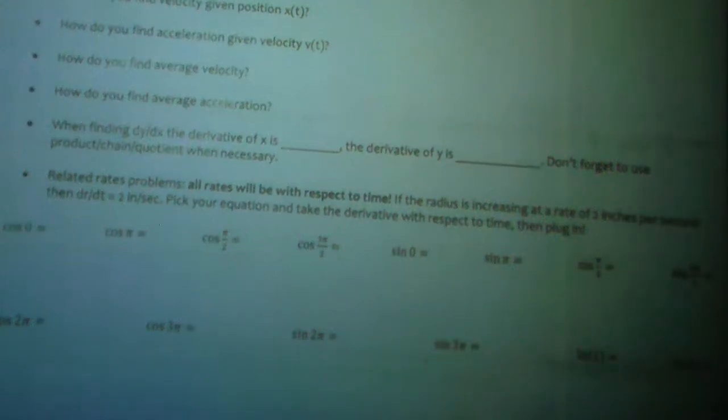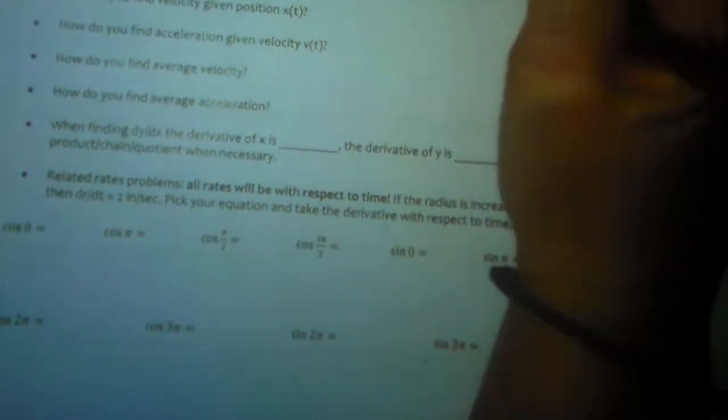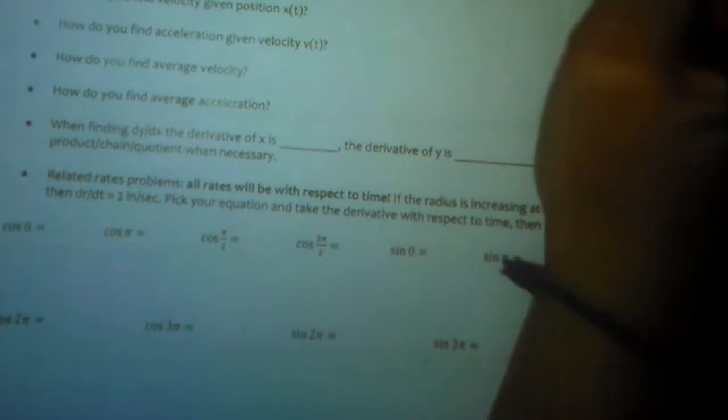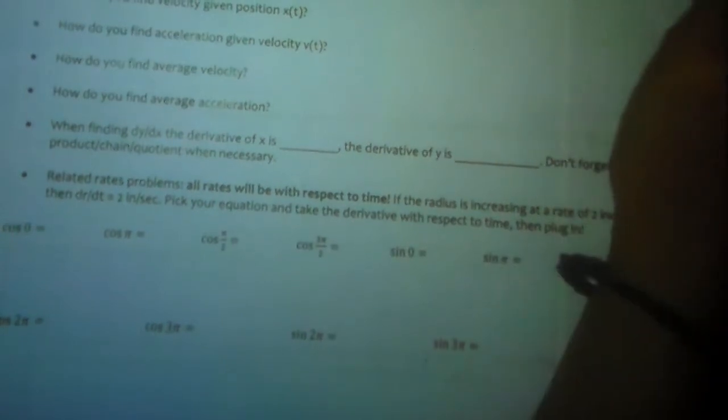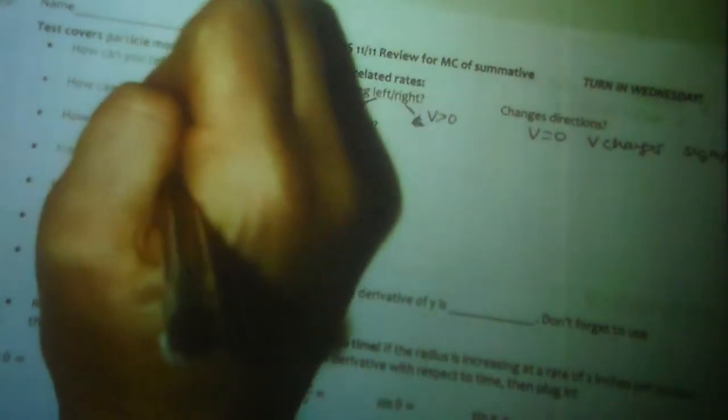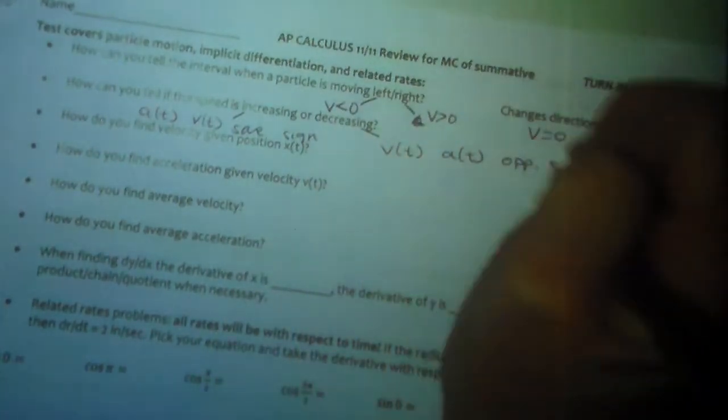Right, for particle motion, we know a particle is moving left if the velocity is negative, or right if the velocity is positive. I know it changes directions when v equals 0 and v changes signs. I can tell the speed is increasing if a of t and v of t are the same sign, and decreasing if a of t and v of t are opposite signs.